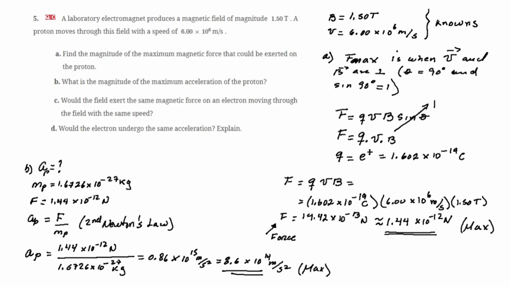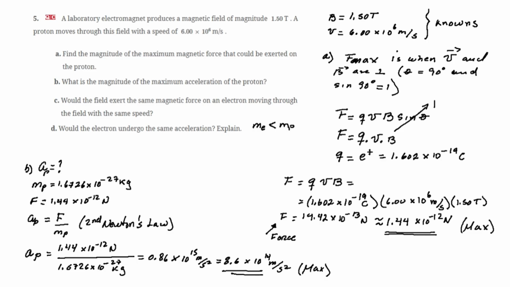Now, later they ask, would the electron undergo the same acceleration? Well, here we have a difference, because the acceleration depends on the mass of the particle. And the mass of one electron is lower than the mass of a proton.